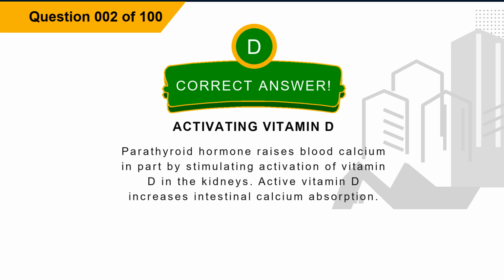Explanation. Parathyroid hormone raises blood calcium in part by stimulating activation of vitamin D in the kidneys. Active vitamin D increases intestinal calcium absorption.